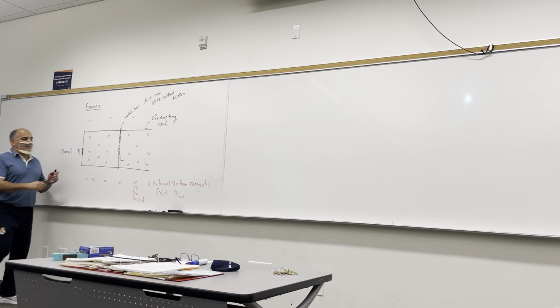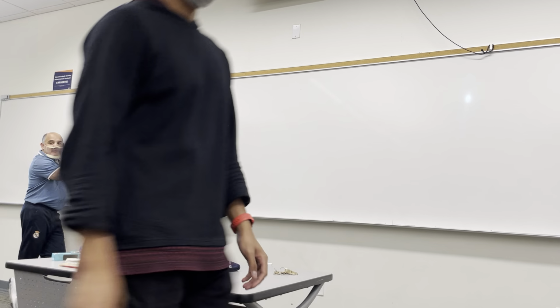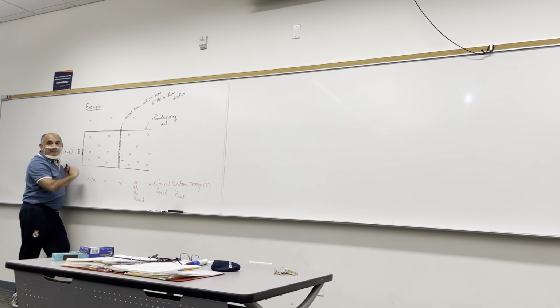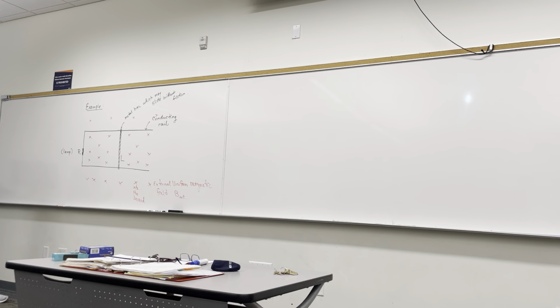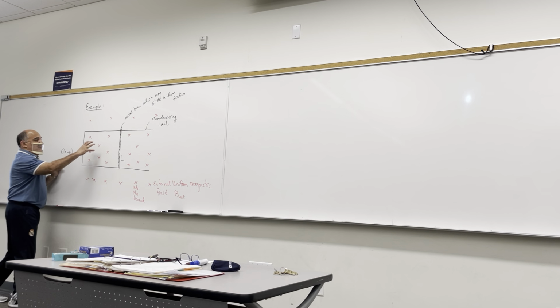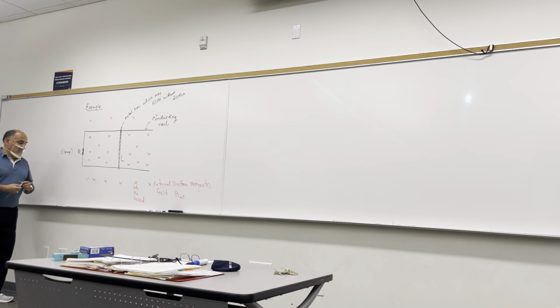Right now, if I hold the bar over here, is there a current in this loop? No. How do you know there's no current in the loop? Because there's no change in magnetic flux. There's no change in the amount of magnetic flux through this thing, right? Okay? Good.